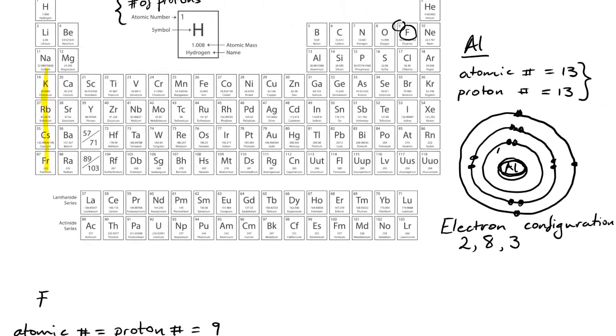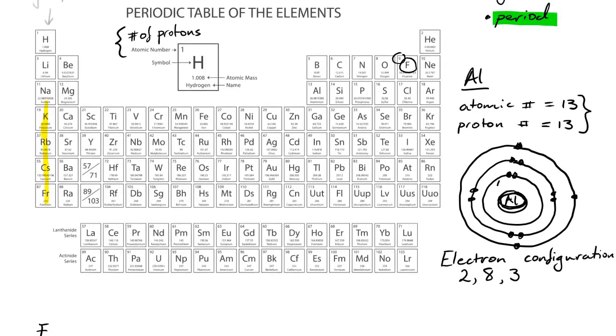Okay, so if we look at the position of fluorine in the periodic table, one of the things that we see is that fluorine is in the second period. This is the first period, that's the second period. So fluorine is positioned in the second period, in the second row, and so we can tell something about the number of electron shells that fluorine has. It's got 2.